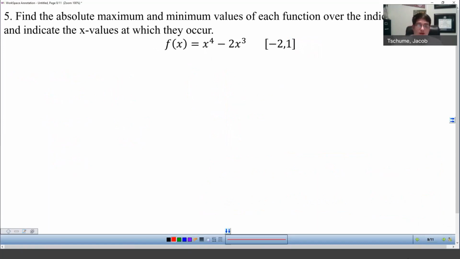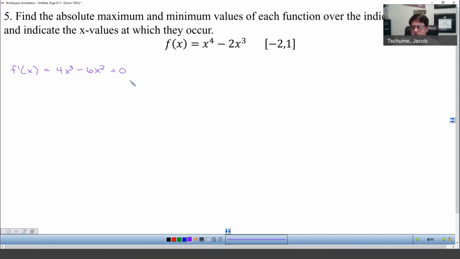Let's keep going. Like I said, I'm trying to throw out every kind that you might see. So number 5, what if f of x is equal to x to the 4th minus 2x cubed on the interval -2 to 1? So once again, I need to find my critical values for this problem. So I'm going to find f prime of x, which is equal to 4x cubed minus 6x squared, and I'm going to set that equal to 0.